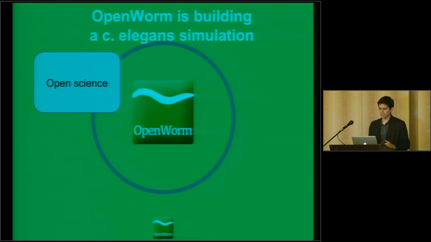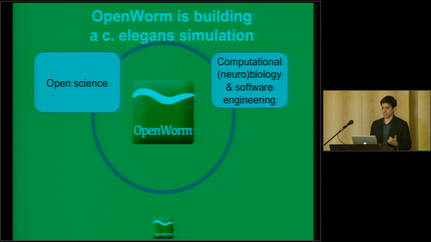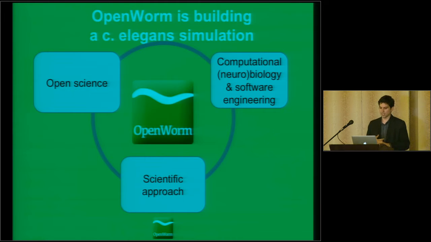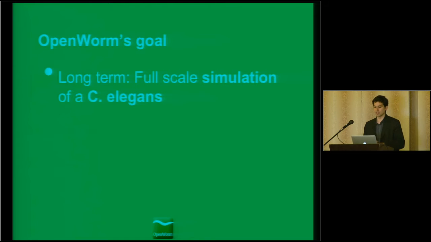So OpenWorm is open science, which I'll tell you what that means. It is focused on computational neurobiology and software engineering. And so that'll be the second half of what I talk about. And the third part of my talk, if I have time, I'll say a little bit about the scientific approach that we're taking. So our goal in the long term is to build a full-scale simulation of a C.